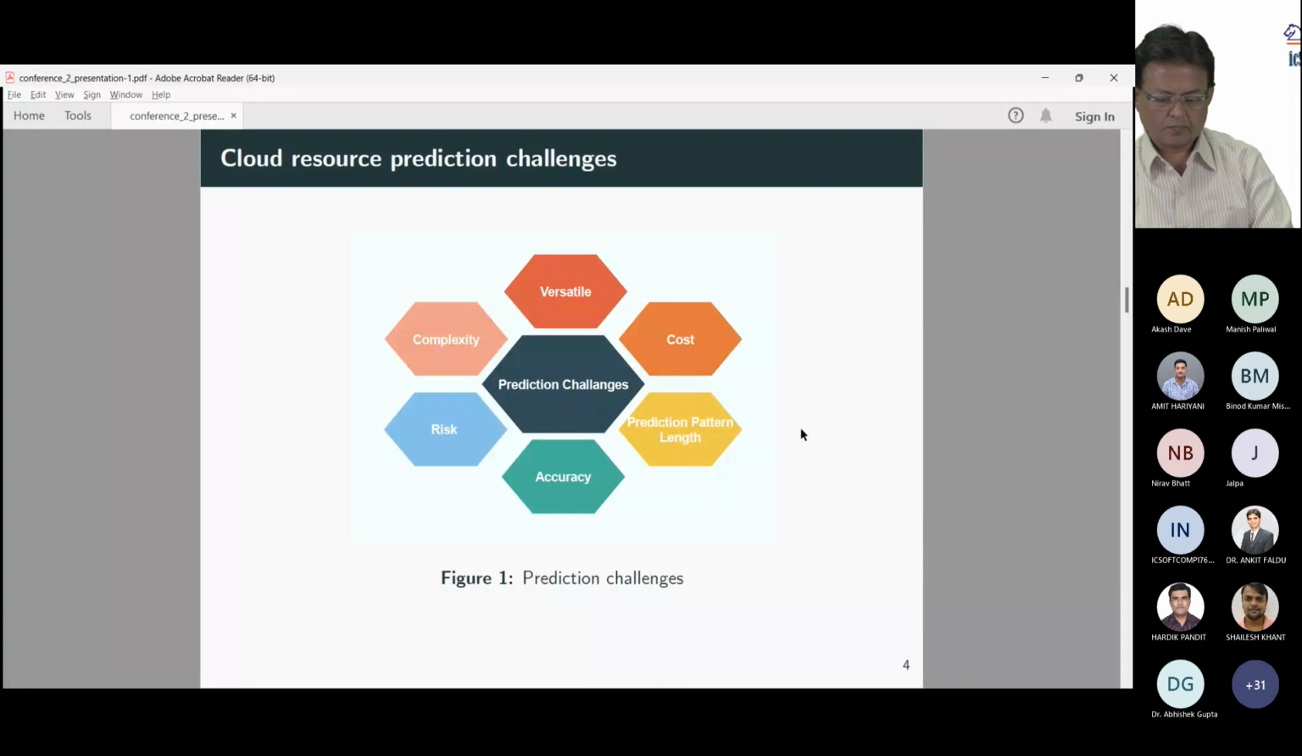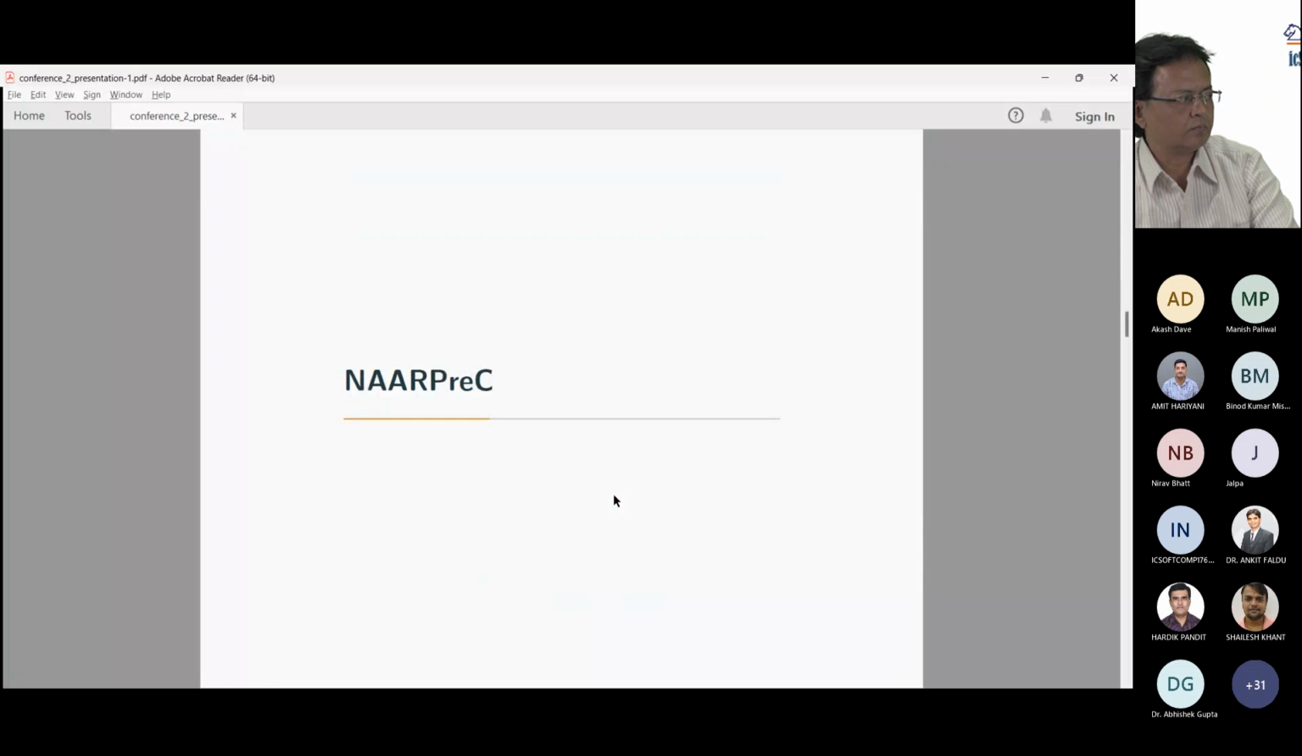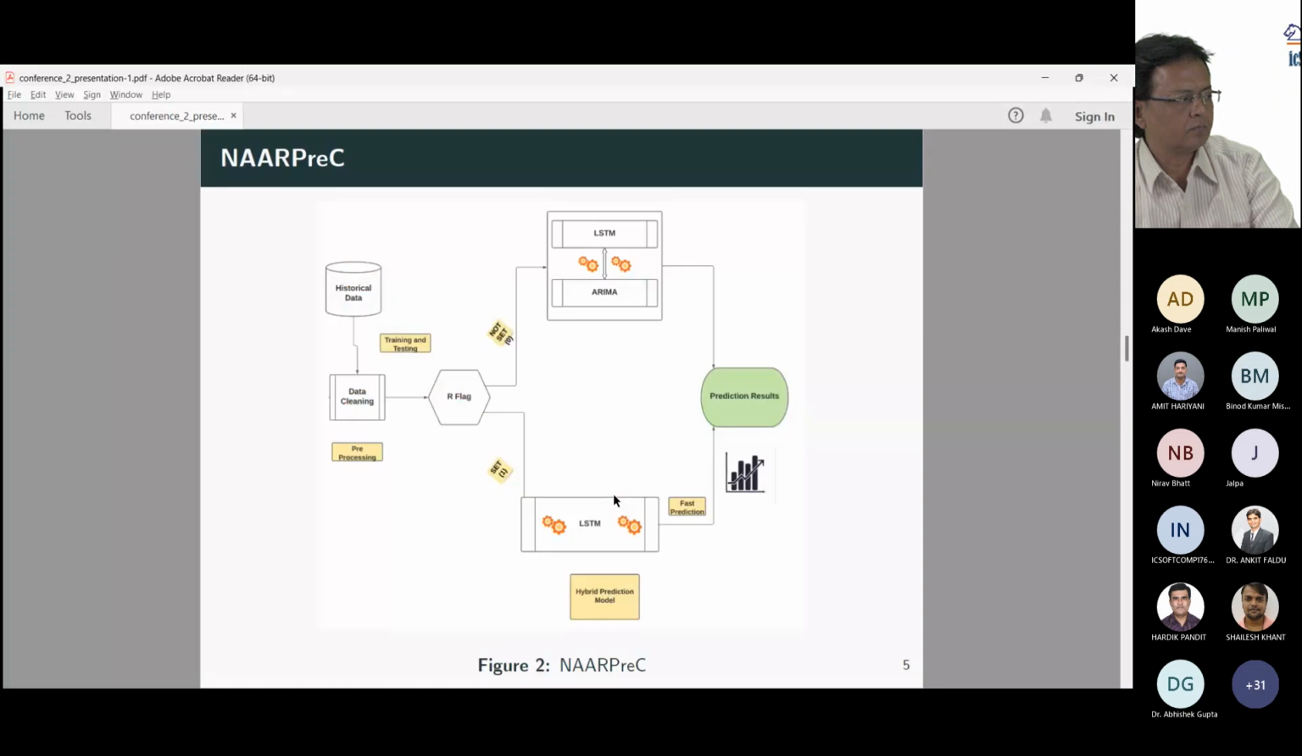And the prediction pattern length for the resource prediction should be accurate. If the prediction length is not accurate, then the resources will not be accurately allocated to the user. Such challenges should be considered by the cloud service provider while designing the cloud resource prediction model. So we have considered these prediction challenges and proposed a model, NAAR-PREC, a novel approach for adaptive resource prediction in cloud.